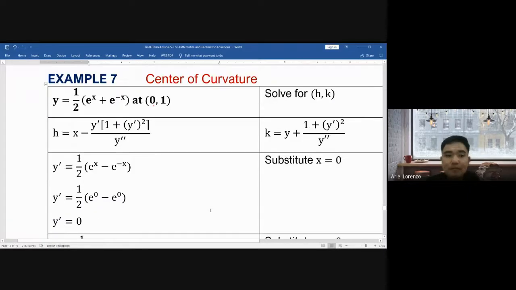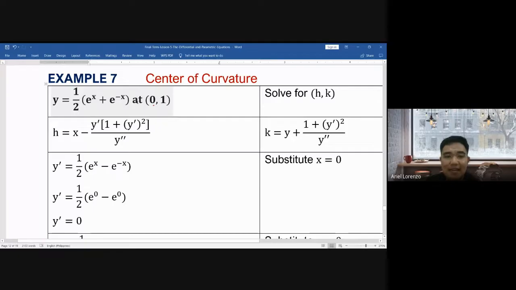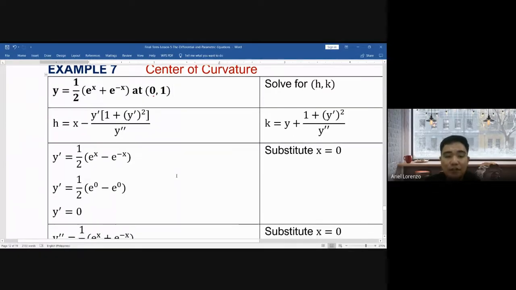Okay? So, given 1/2 e raised to x plus e raised to negative x at 0, 1. So, what is the center of the curvature? So, first, you have to get the first derivative kasi ang kailangan natin first derivative and second derivative. Then, we substitute the value of our x to solve for our y prime. So 1/2 plus ang derivative ni 1/2 e raised to x plus e raised to negative x is equal to 1/2. Okay, e raised to x lapa then derivative ni x is 1.